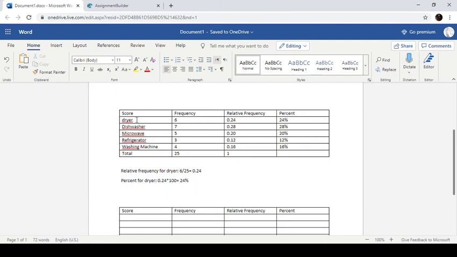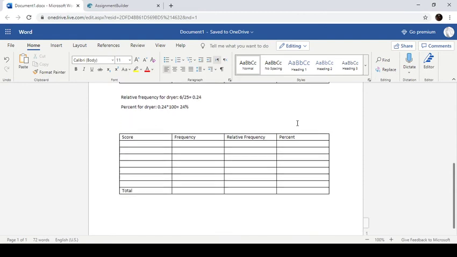So one more time, the scores are just the data points that you have, the names of them. Frequency is how many times those particular data points pop up. Relative frequency is relative to how the others are. How many times does this thing happen? And then the percent is, of course, the percent of the time it comes up.